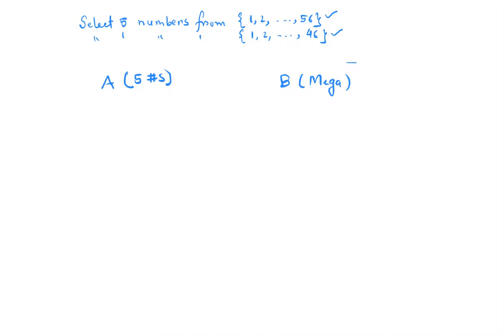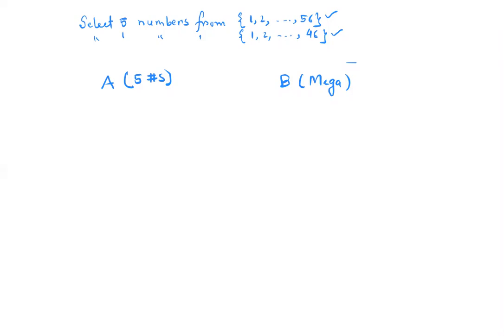If order doesn't matter, what are we dealing with? We are dealing with permutation or combination. If order doesn't matter, are we dealing with permutation or combination? Someone said something. It is combination, right? If order does not matter, then we are dealing with combination.